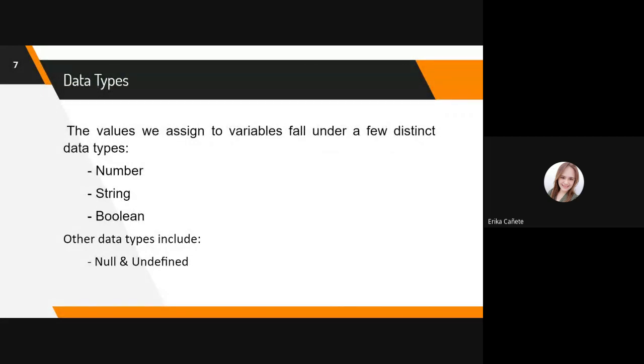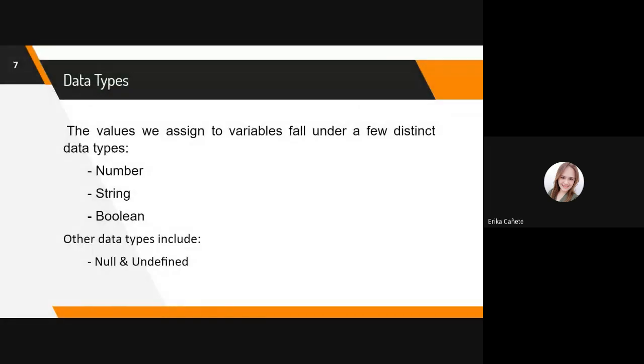Moving forward, the values we assign to variables fall under a few distinct data types. Those data types could be number, string, and Boolean. Other data types could include null and undefined. For numbers, you can assign variables numeric values.